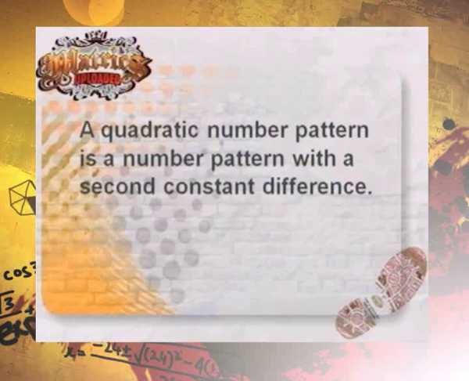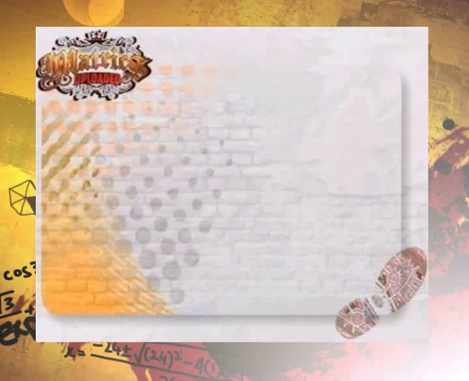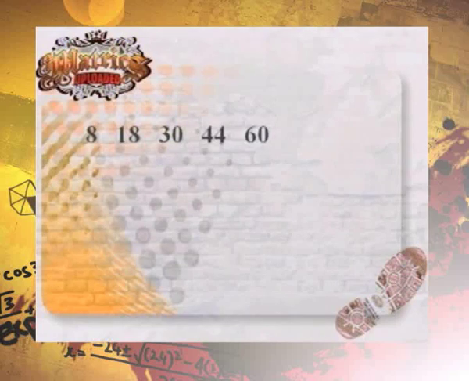If we carry on, a quadratic number pattern is a number pattern with a constant second difference. If we have a look at this one, 8, 18, 30, 44. Now, guys, it's not going to be linear. You're not going to get a constant difference, or exponential. Nelson, what is happening with this number pattern? Do you want to take them through this? Let's have a look and see what is going on in this pattern.